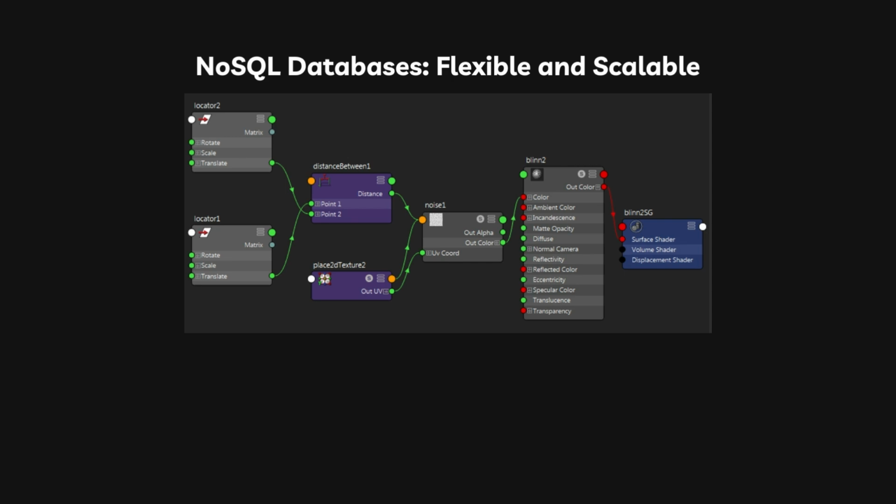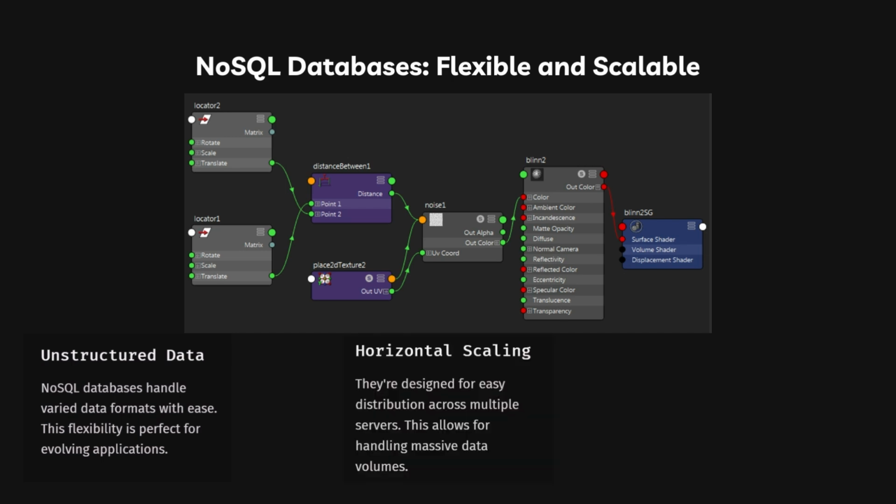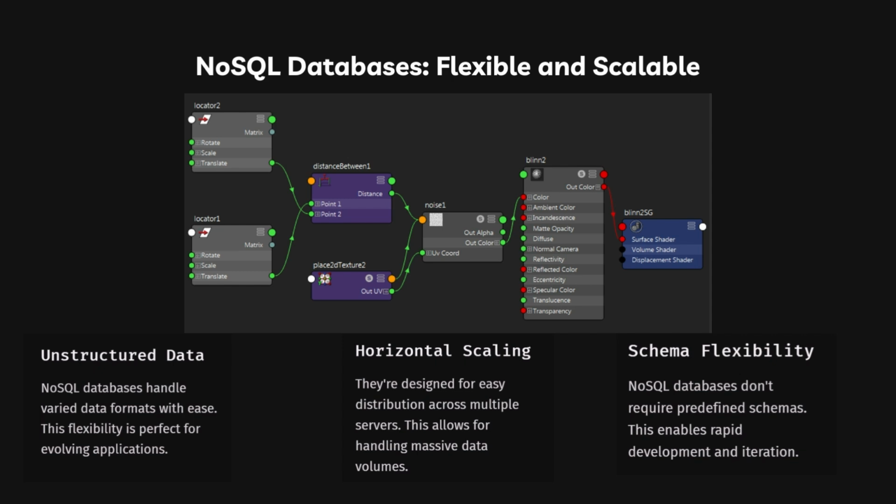On the other hand, NoSQL databases are ideal when you are working with large amounts of unstructured or semi-structured data, and when your application needs to scale horizontally. Think of social media platforms or large-scale content management systems. And also when you want flexibility in data storage and don't want to define a strict schema upfront.